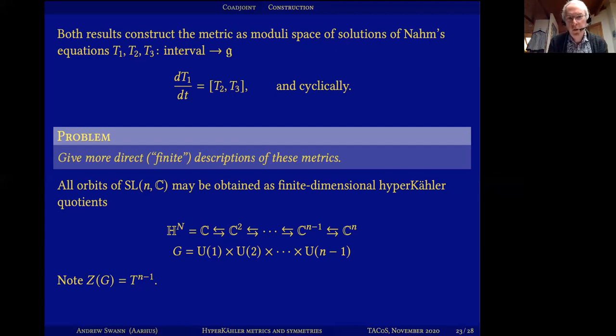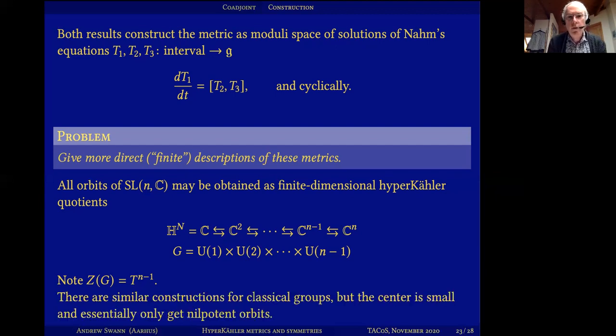So that's a very satisfactory situation for SLN C. It turns out there are some similar constructions for other classical groups, but there the center is a lot smaller, and essentially you get nilpotent orbits and a few other orbits, but nothing else, but not the whole picture. So we're missing constructions like this that give you other orbits in classical groups, and we have no construction at all when the group is exceptional. So G2, E6, E7, E8, and F4.